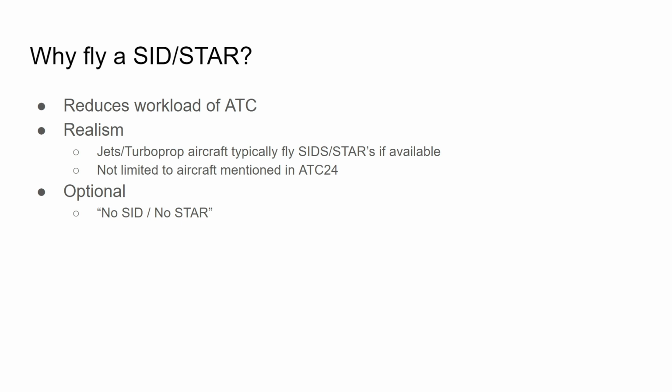The realism aspect is also something to keep in mind. Jets and turboprop aircraft fly SIDs and STARs pretty frequently if airports provide one. However, in ATC24, it's not limited to the aircraft mentioned above, although general aviation aircraft don't typically fly these, as SIDs and STARs usually range across a whole variety of flight levels or altitudes, and some of these general aviation aircraft can't go up that high, but in ATC24 it's definitely manageable.